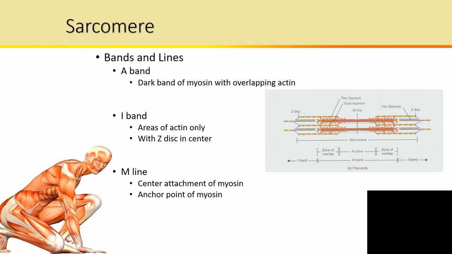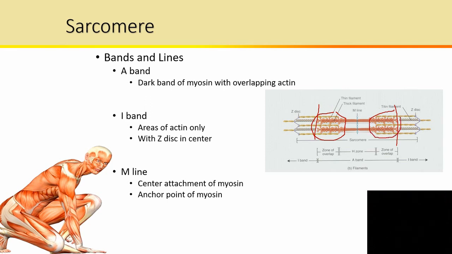Okay, and again, when we look at these bands and lines, we also look at the electron microscopic picture, an A band. The A band is basically the point from where we're talking about the myosin. Here's the myosin, this darker filament right here. From this point to this point is what we call the A band. It's a dark band of myosin with overlapping actin. Here's where the actin is overlapping the myosin.